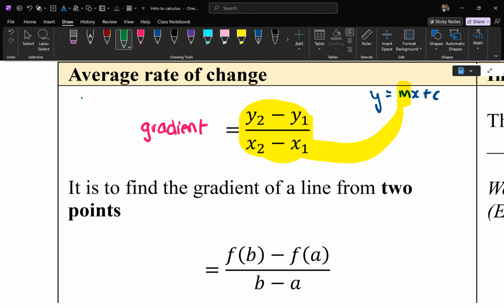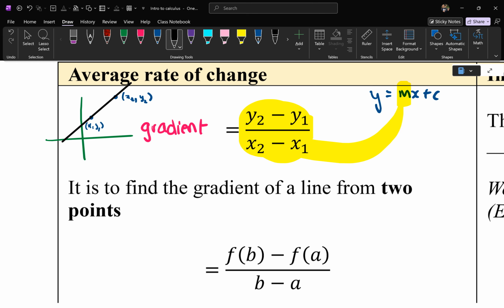Visually, this is what you were doing back in year 9. You have 2 points, so say this point is point number 1, so x1, y1. Then you have a second point, x2, y2. And the line that connects these two has a certain steepness. That steepness is calculated by finding the vertical height divided by the horizontal height, which is that.